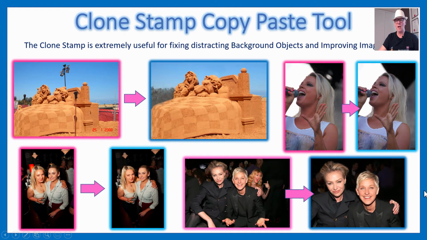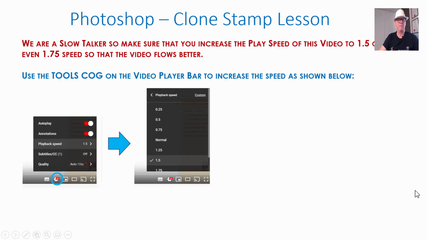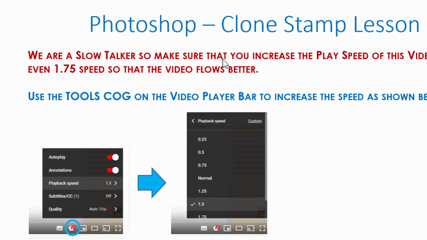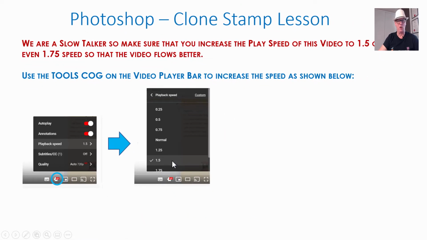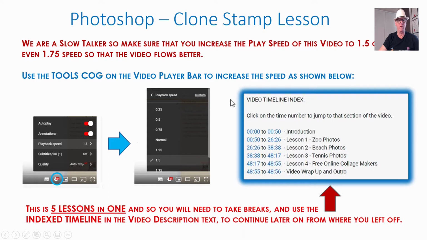So this lesson is basically 5 lessons in one, all right? So anyway, remember, we're a bit of a slow talker, so you need to go to that tools cog on the YouTube play bar and just click on that and go to the playback speed and set it to 1.5 or 1.75 or even 2x speed, and you'll find the video flows a lot better.